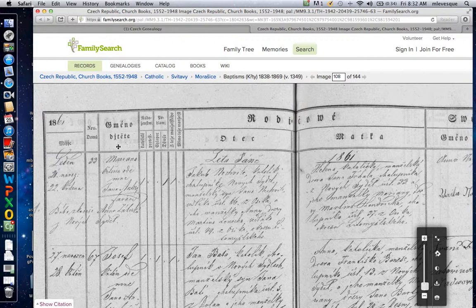Jméno is name. Now, this is an example of why I would give myself only about a grade of 70 or 75%. I don't know for sure what this word means. Well, I do, but dítě is a child, and dítěte is either of the child or of the children. I don't know. Doesn't matter. You can deduce from these what each of the entries are by eliminating the possibilities.